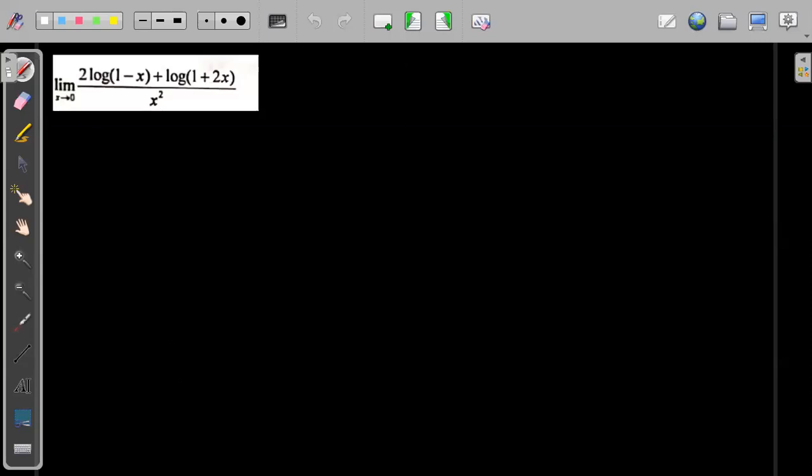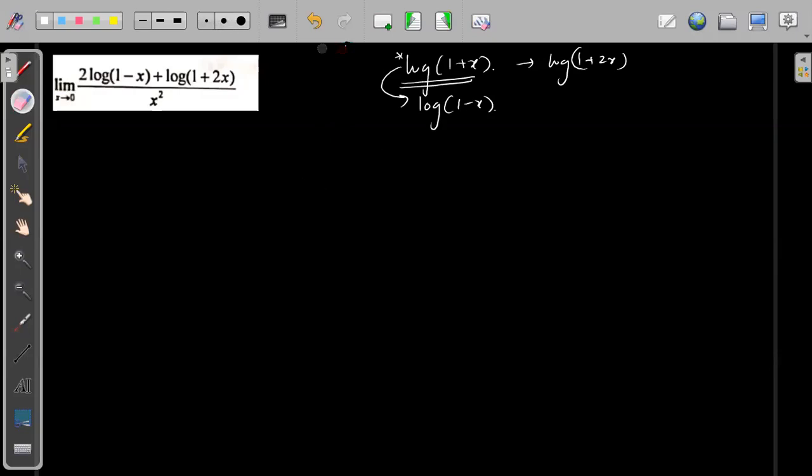Just remember log of 1 plus x. Try to write down the series for log of 1 plus x. For log of 1 plus x, first substitute 0, then f dash x and substitute 0, then f double dash x and substitute 0, like that. So first write for log of 1 plus x. From there you can write log of 1 plus 2x, and log of 1 minus x also. So first you have to remember log of 1 plus x, and tell me what value you will get here.